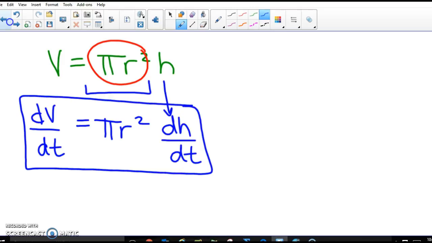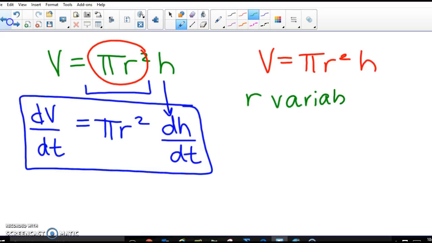But what if I have a slightly different scenario where I still have a cylinder, but for some reason the radius and the height are changing? So r is going to act like a variable. h is going to act like a variable because they're changing. That means they vary. But the volume is constant.